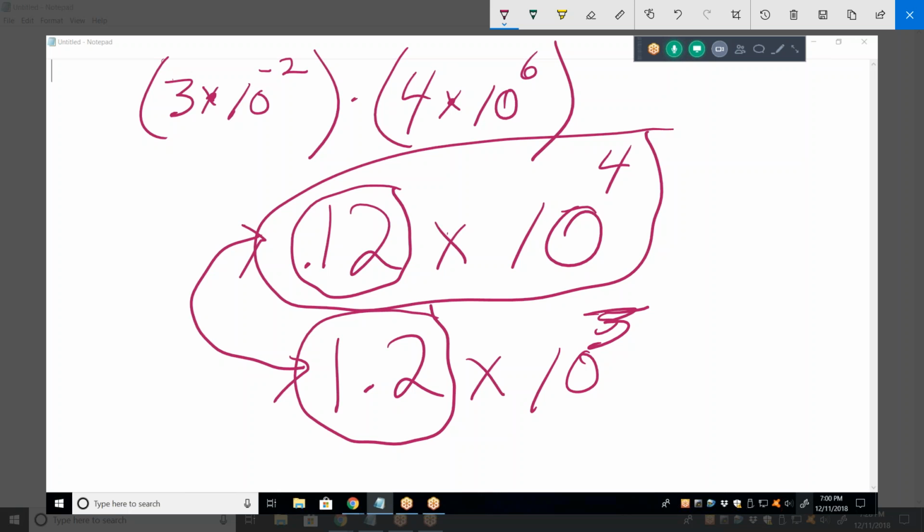If you're moving to the right, you add. Moving to the left, excuse me. If you're moving to the left, you add. If you're moving to the right, you subtract. You can always figure it out by just looking at a number.